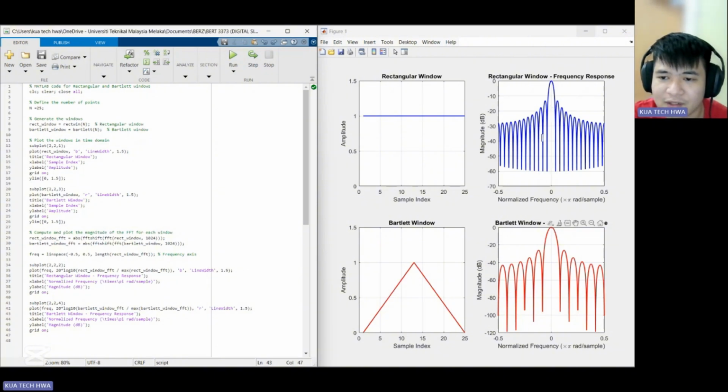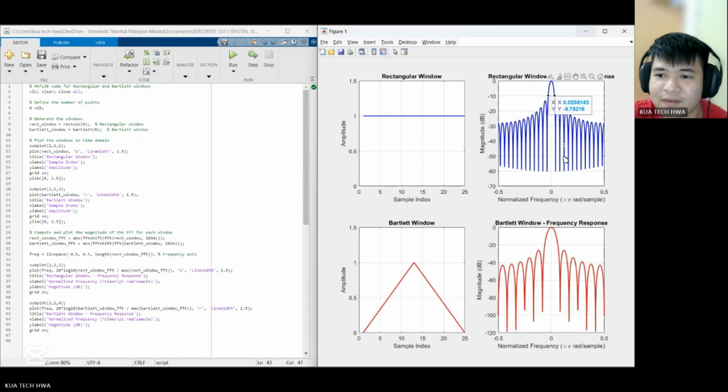So we will get these two graphs. The rectangular window has a narrow width, which is here to here, and so it's narrow. This will enhance the frequency resolution. With this, it will be easier and more effective to distinguish closely spaced frequencies.